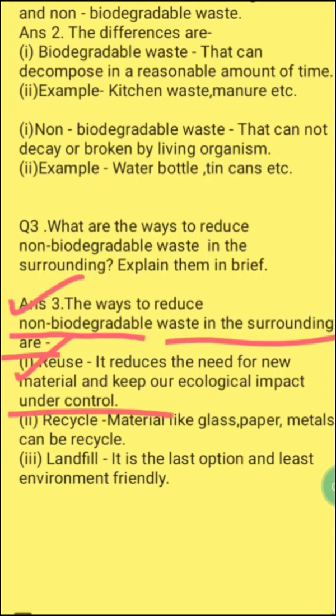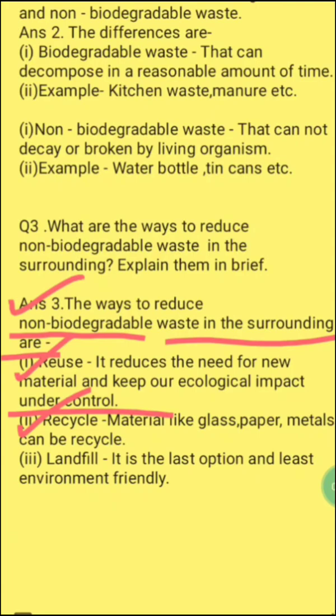Reuse: if we reuse things again and again, as a result we will not buy new ones and it keeps our ecological impact under control. Next one is recycling: if it is possible to recycle things, we should recycle things like glass, paper, metals, okay, and if it can be recycled, it also reduces the non-biodegradable waste in the surrounding.